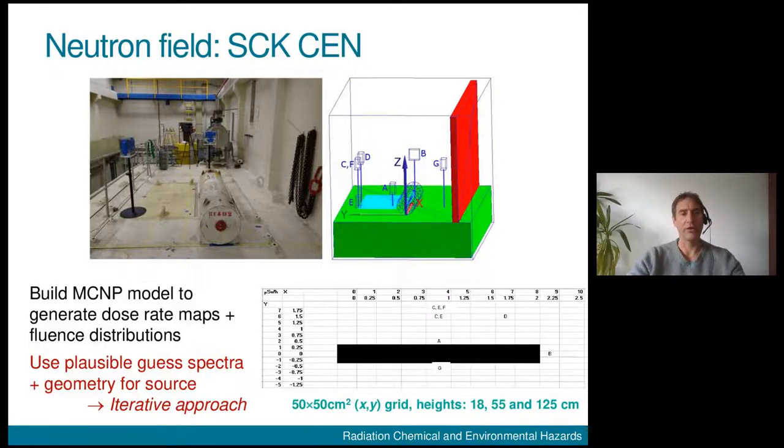So we defined our Monte Carlo model. We built a model of the exposure conditions, and we defined a grid of locations within it. In this case, we chose a slightly finer grid, a 50 by 50 centimeter grid at three different heights, corresponding to kneeling, bending, and standing, and also defined a range of test points within the field that we could compare our measurements against.